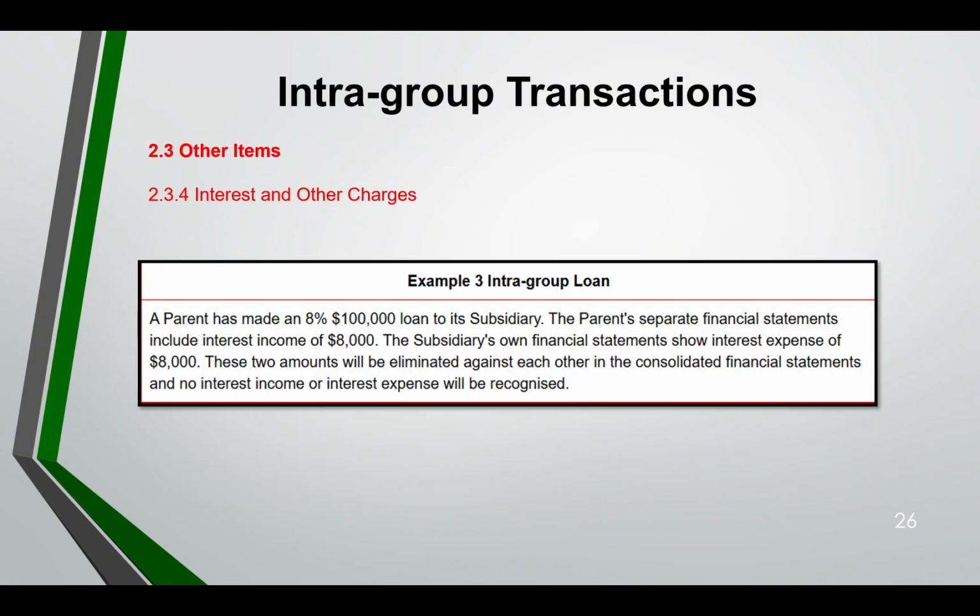Example 3 of an intra-group loan. Parent is having an 8% 100,000 loan to subsidiary. In their separate financial statements, 8% of 100,000 is 8,000. They are recognizing it as interest income. For the subsidiary, it's an interest expense of 8,000. No issue, but in the consolidated statements, this income and expense is eliminated. So there is no interest income, there is no interest expense in the consolidated statement of profit and loss.